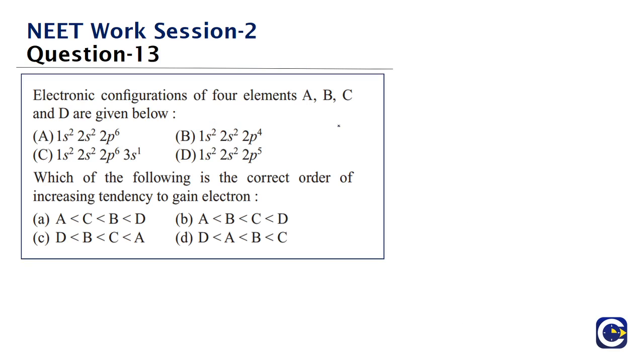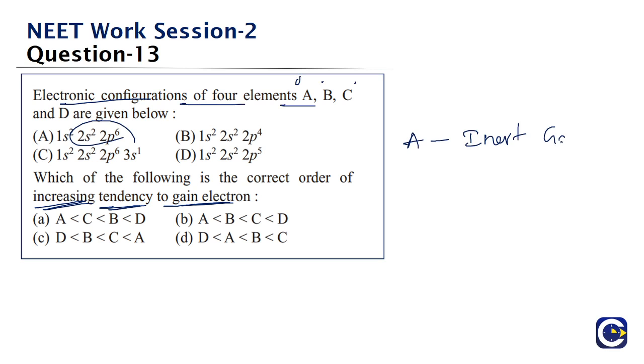Next we have a question based on the electronic configuration. Based on electronic configuration, here we have to find out about the increasing tendency to gain electron. So first we look at it now. The electronic configuration of 4 elements A, B, C, D are given. What are the configurations? A is what? 1s2, 2s2, 2p6. What is this? A is nothing but it is an inert gas element. Of course we know what is A. What is A basically? It is nothing but neon.